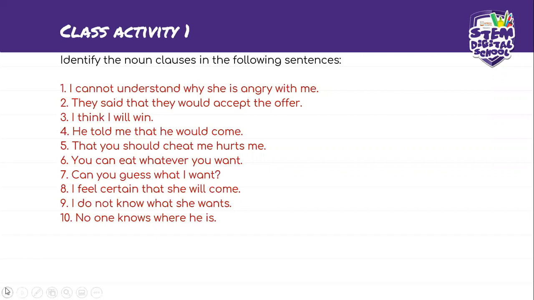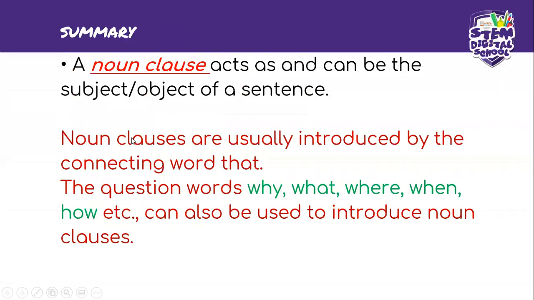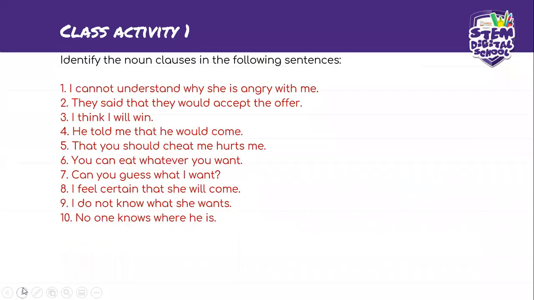The answer there is that he would come. Thank you, Lesedi. That is correct, that he would come. Remember, I did say in the previous slide that a noun clause is usually introduced by the connecting word that. And you also realize, he told me that he will come. So you see that he would come.